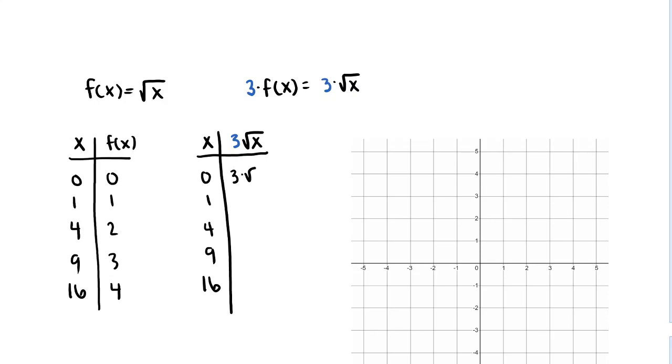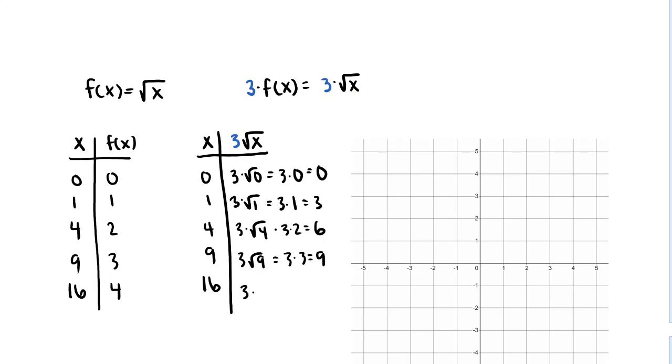What happens? I take 3 times the square root of 0, and I get 3 times 0, that's 0. If I take 3 times the square root of 1, I get 3 times 1, that's 3. If I take 3 times the square root of 4, that's 3 times 2, and so that's 6. 3 times the square root of 9 gives me 3 times 3, or 9, and then 3 times the square root of 16 is 3 times 4, that's 12.